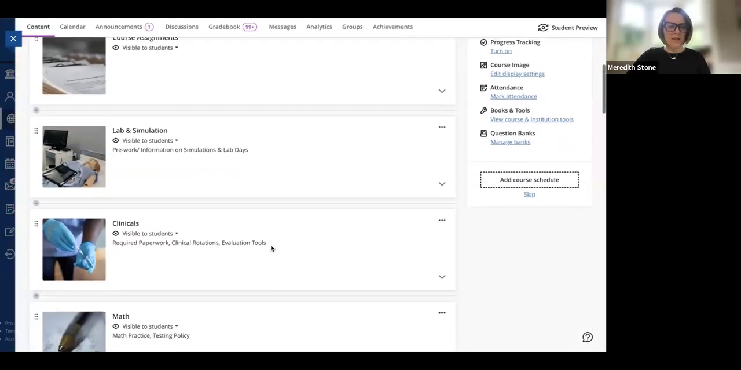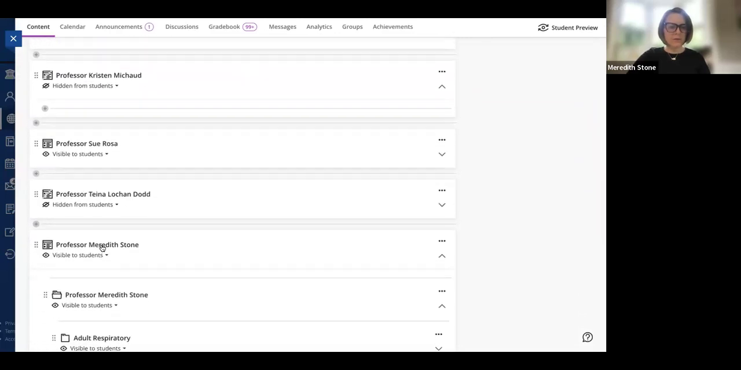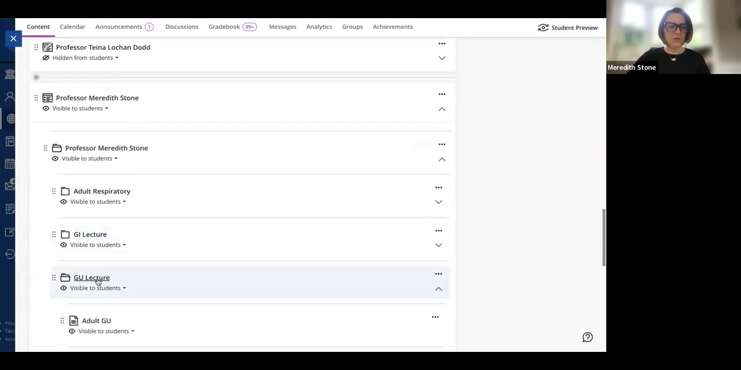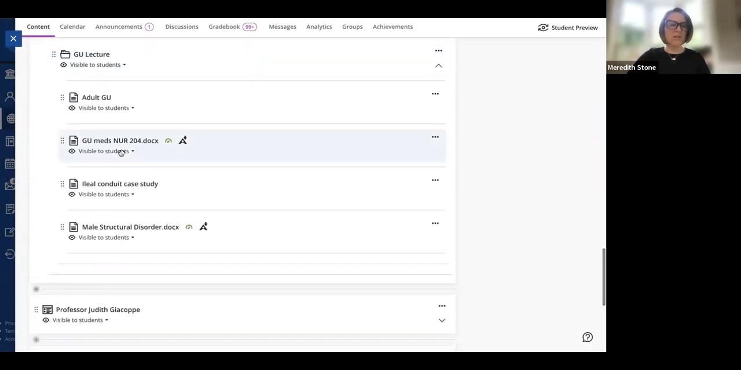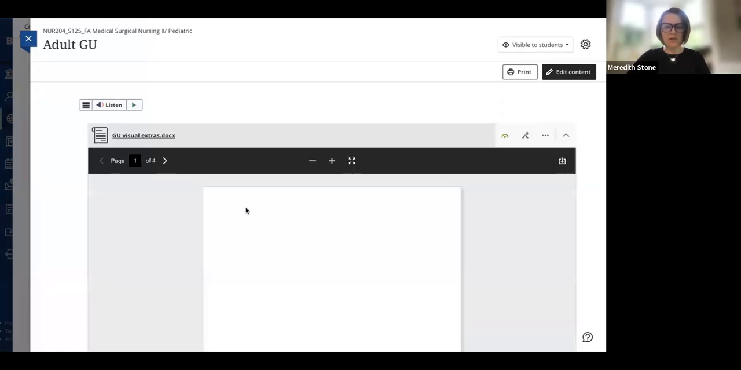I also want to bring you back to Blackboard, into my folder. Sorry, I have a lot of things open here, so I'm going to have to keep going back and forth a little bit. Okay, let me get onto Blackboard. As you know, you're going to go to my folder, and in my folder, you'll see the GU lecture. Under GU, you're going to see several different things. So adult GU, if you open this up, you're going to see one that says GU Visual Extras, okay?